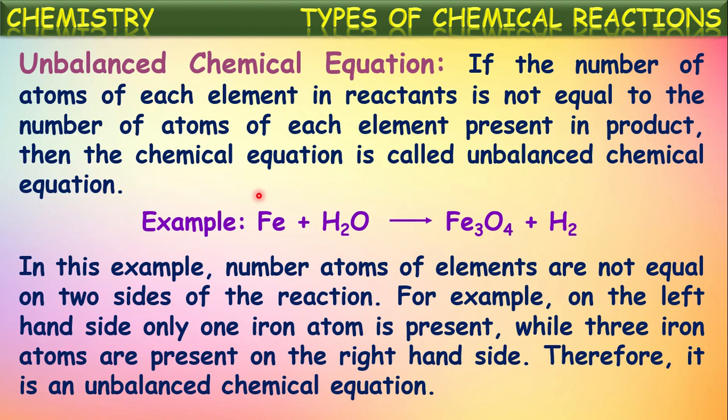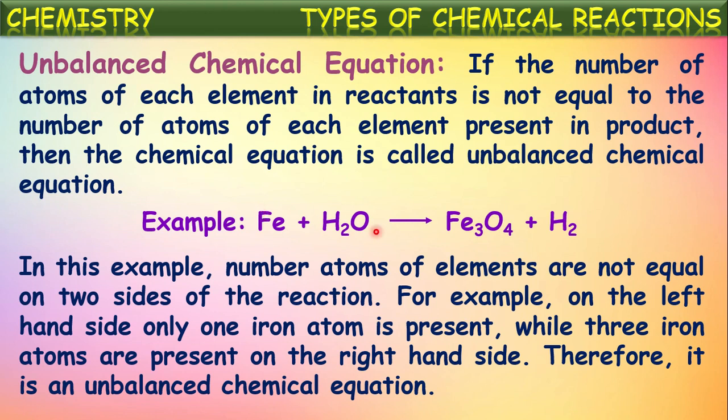For example, on the left hand side, only one iron atom is present. See here, only one iron atom is there. While three iron atoms are present on the right hand side. See here, there are three iron atoms. But on the left hand side, only one iron atom is present. So, these iron atoms are not balanced.